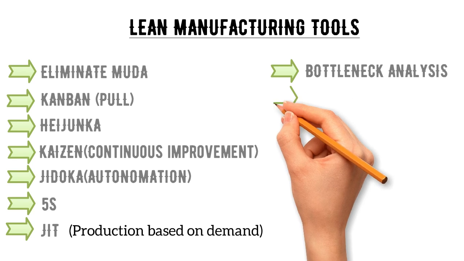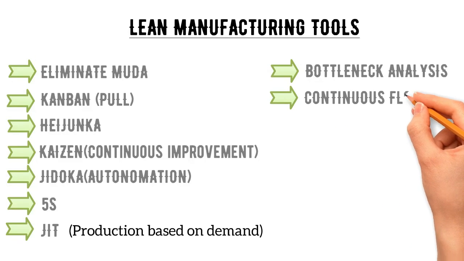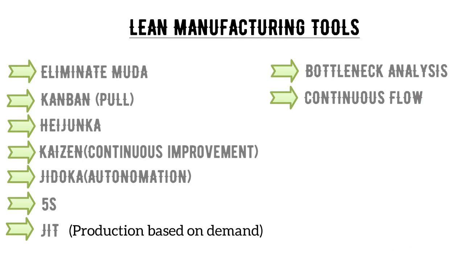And another lean tool is continuous flow. So what is continuous flow? Continuous flow means a type of manufacturing where work in process smoothly flows through production with minimal or no buffers between steps of the manufacturing process. And how does it help? It eliminates many forms of waste, that is inventory, waiting time and transport.